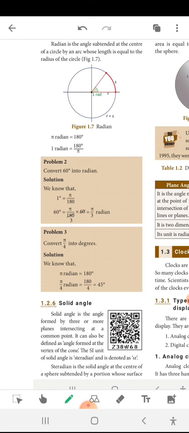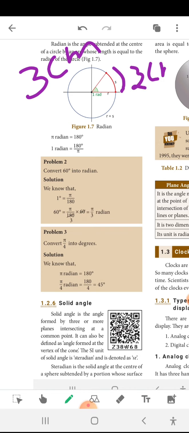What is a radian? A radian is the angle subtended at the center of a circle by an arc whose length is equal to the radius of the circle. For example, this is a circle of radius 3 centimeter. You are able to see the arc marked in red color. If the arc is also 3 centimeter, that is called a radian. So 1 radian is equal to 180 by pi.